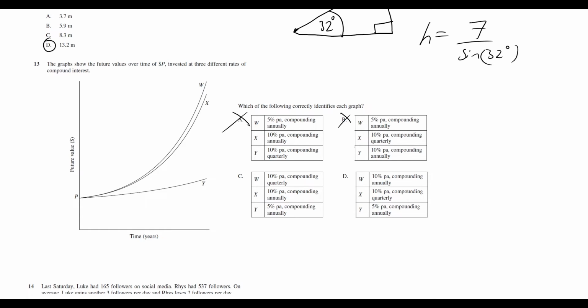We now look at C. So 10% per annum compounding quarterly for W, then 10% per annum compounding annually for X, 5% per annum compounding annually for Y. And that actually sounds about right, because we know that the more often you compound the interest, then the more income you will actually return from that investment. So we know that it makes sense for W to be above X if W is compounding quarterly and X is being compounded annually if they have the same interest rate. And then for Y to have a 5% per annum compounding annually, it kind of makes sense that that would be a much more slow growth. So our answer here is going to be C.